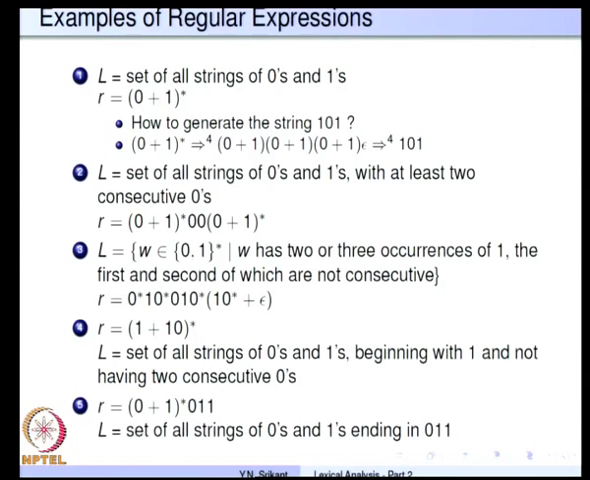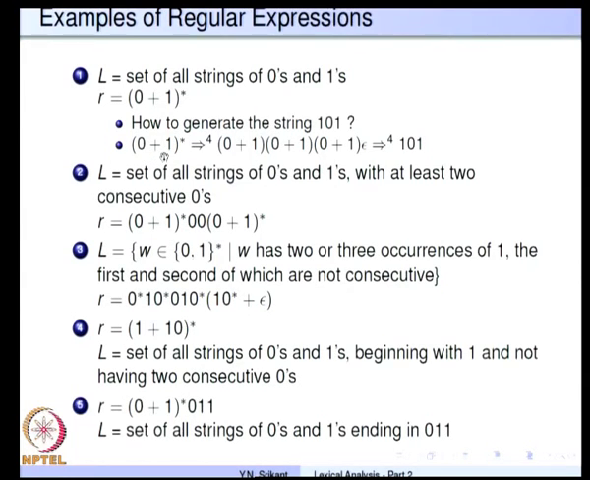So, now let us take examples of regular expressions. So far we only looked at the way we combine regular expressions. If you consider the regular expression 0 plus 1 star, this corresponds to the language of the set of all strings of zeros and ones. Let us see how. How does one generate the string 101? What you have is 0 plus 1 star. Now, you unroll this star 4 times. In other words, you have 0 plus 1 followed by 0 plus 1 followed by another 0 plus 1 and finally epsilon.